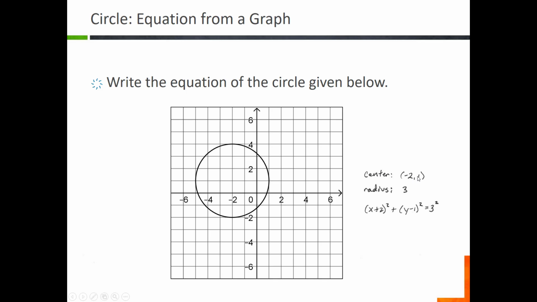So our center is at (-2, 1). Looks like the radius is 3. And so our equation, normally it's x minus h. And since h is negative, it's going to be x minus a negative, which becomes x plus 2 squared, plus y minus 1 squared is equal to 3 squared, or 9.